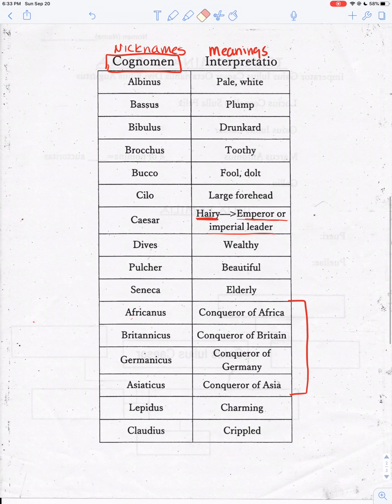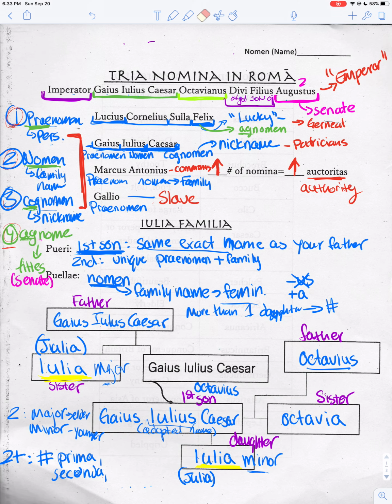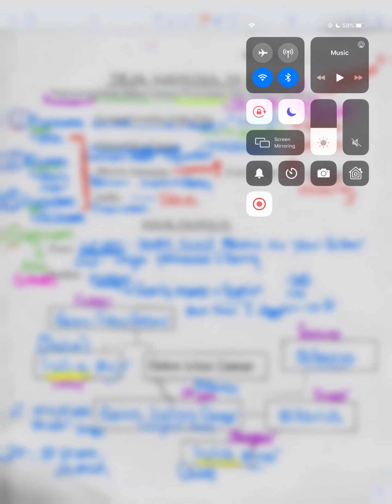And so that is it. Now, if you have any questions about this, don't hesitate to ask. This will be on your test that you will have eventually. So make sure that you know how this all works. Make sure you know the four different parts to a name. Also the fact that the more names you had, the more authority you had. And also, how girls were named, how boys were named. And yes, so that is all.